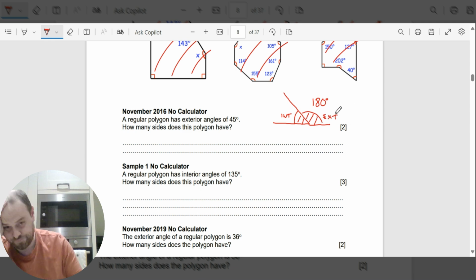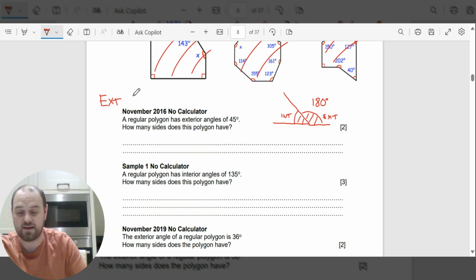Now, there's another rule that we could add to our angle rules, and that is that exterior angles, no matter what the shape, if it's a triangle with 3 sides, a 4-sided shape, a 5-sided shape, a 6-sided shape, it doesn't matter, exterior angles will always add up to 360 degrees.